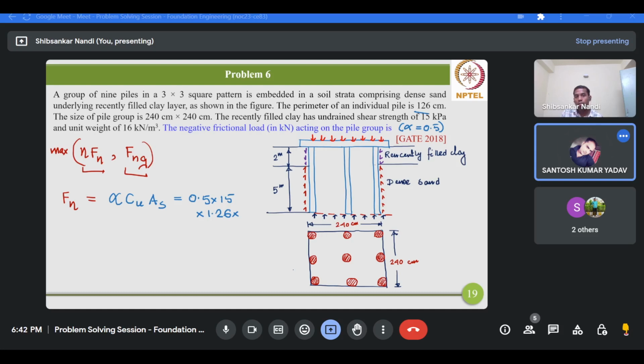No. I am talking about, suppose this is your one individual pile. So this is your perimeter. This distance will give you the perimeter. So for a circular pile, this is pi d, and pi d is given.